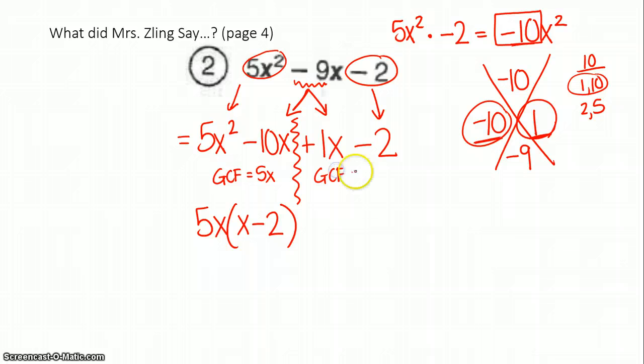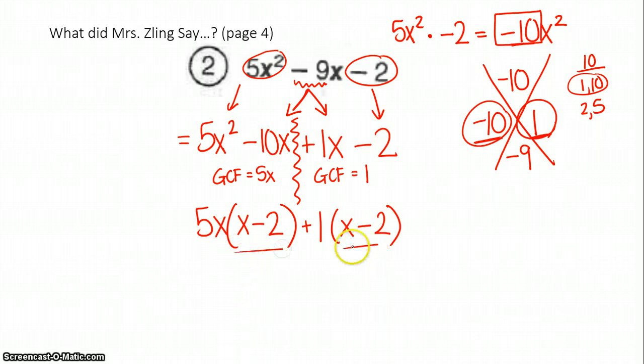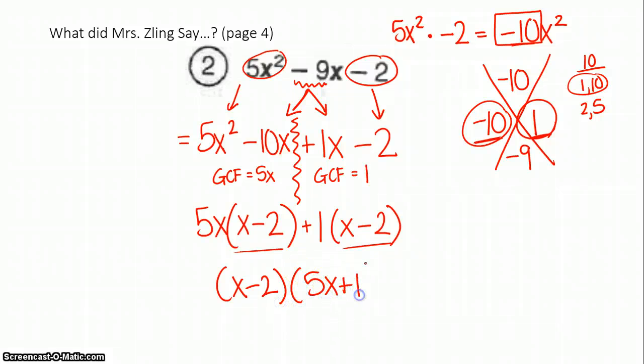GCF in the second group, well, 1x and negative 2 don't really have much in common except for positive 1. So I'm going to put a plus 1, a positive 1 there. And to get back to 1x minus 2, it would be x minus 2 in the parentheses. So I have a match. My first parentheses is x minus 2. My second parentheses is 5x plus 1.